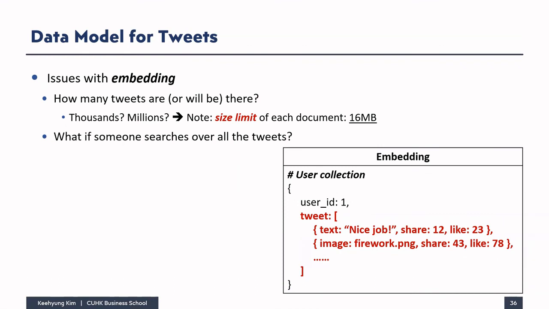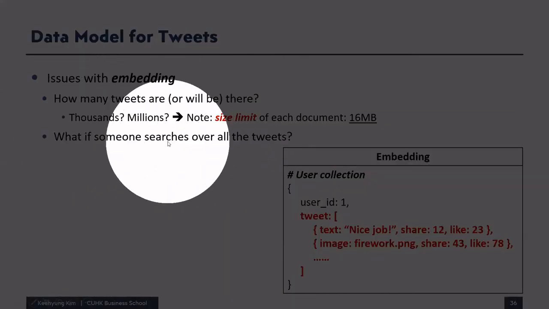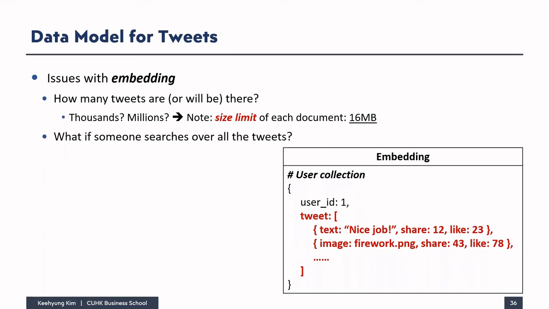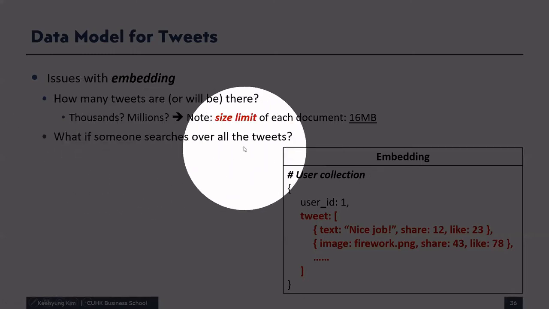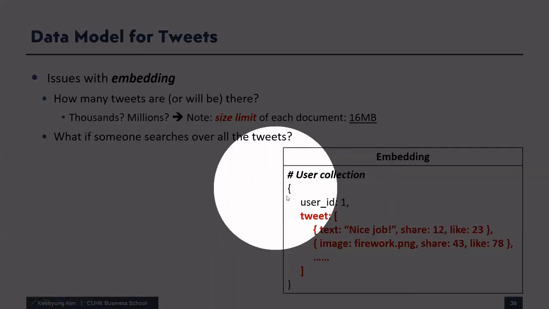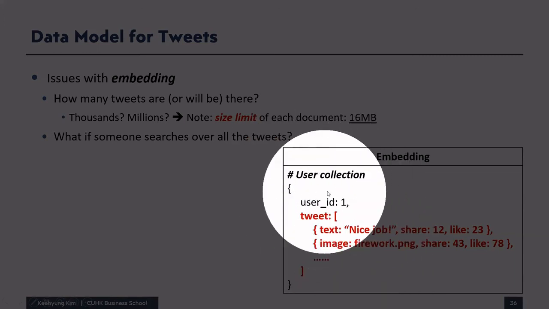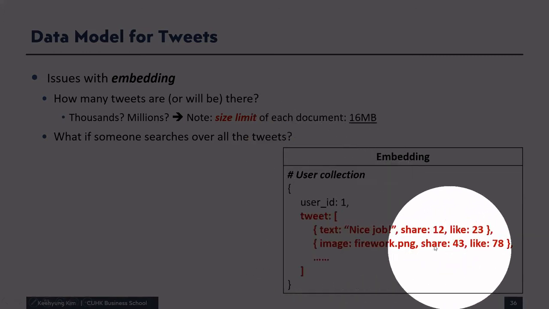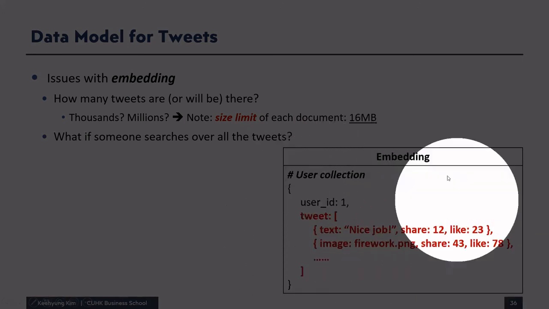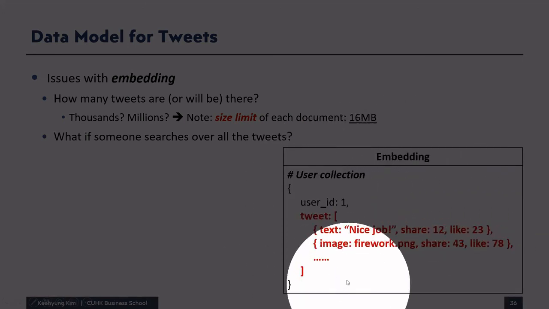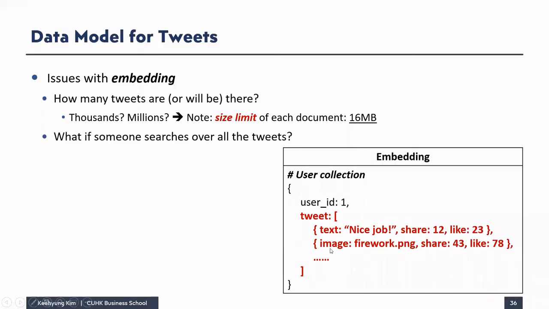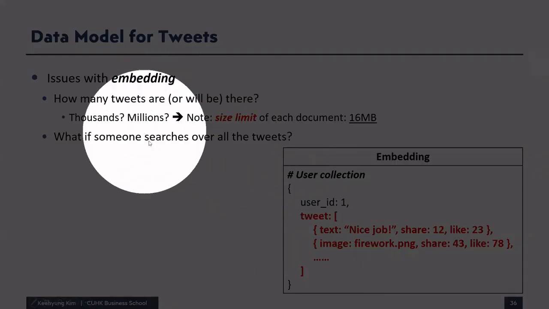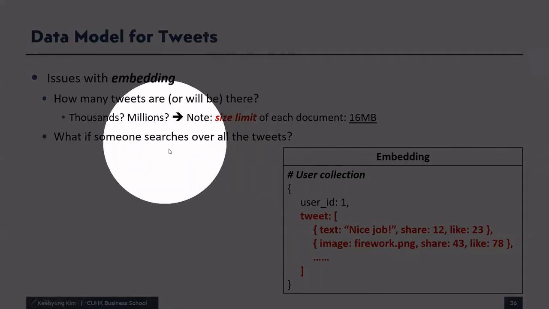The second issue is this. One of the most frequently used functions on Twitter and social networks is search. You want to search based on some keyword or some tag. So what if someone searches over all the tweets? The problem is that the tweet information is embedded inside a user document. To retrieve this tweet information, you have to retrieve the entire user document, which also contains a lot of information that you don't need. What you need is simply the tweet, but you have to retrieve the bigger document. So it will slow the process, and search is not efficient if you use the embedding approach.